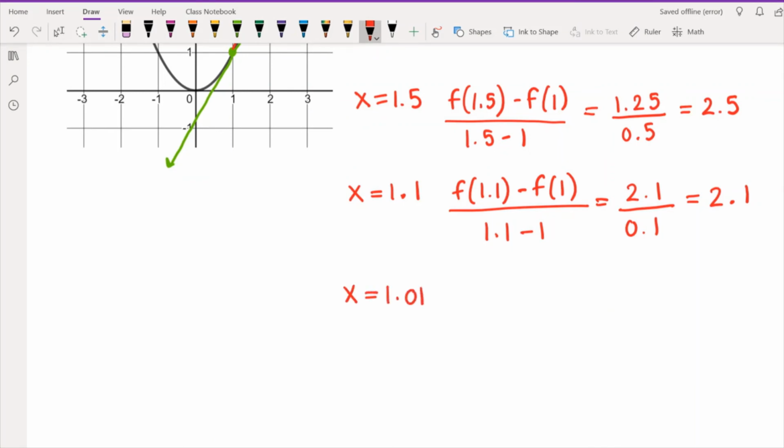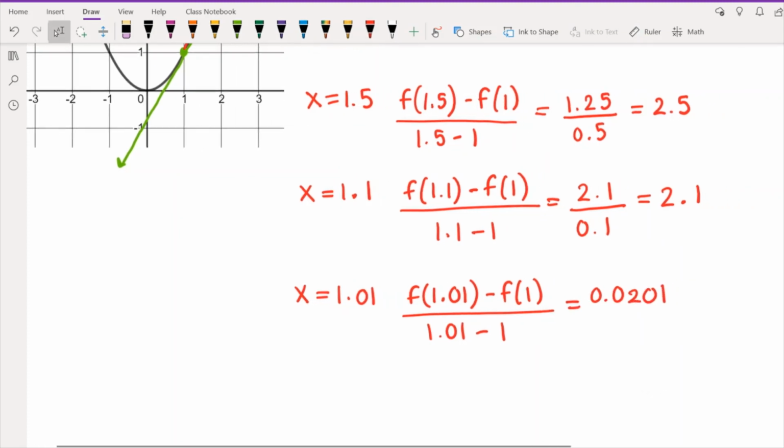So 1.01. We're now bringing that second point so that it's almost directly on top of the first point. If you were to plug this into a calculator, you would find that in the numerator you would get 0.0201, and in the denominator you would have 0.01. And so that simplifies to 2.01.